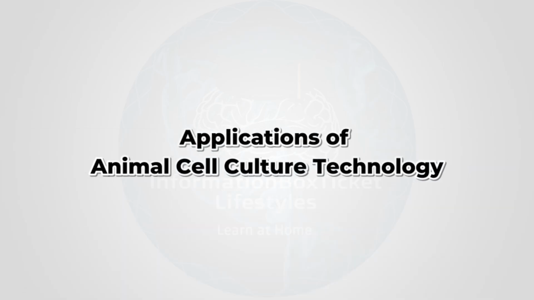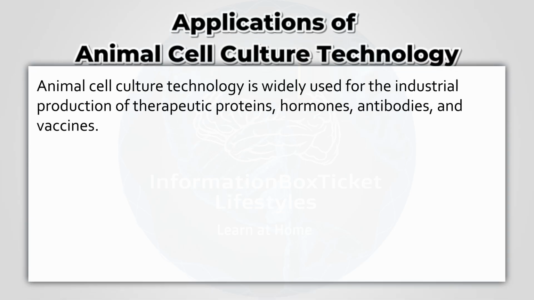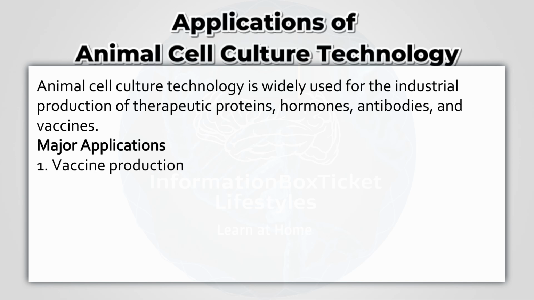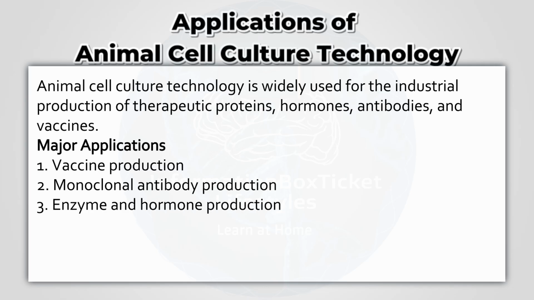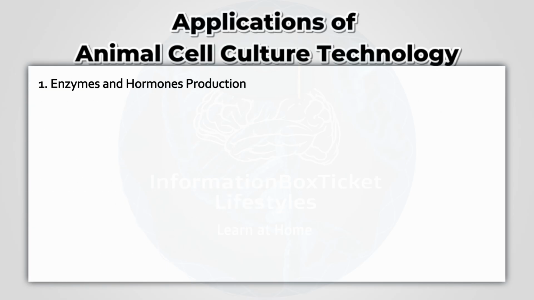Applications of animal cell culture technology. Animal cell culture technology is widely used for the industrial production of therapeutic proteins, hormones, antibodies, and vaccines. Major applications: 1. Vaccine production. 2. Monoclonal antibody production. 3. Enzyme and hormone production. 4. In vitro tissue and organ culture. 5. Viral cultivation.